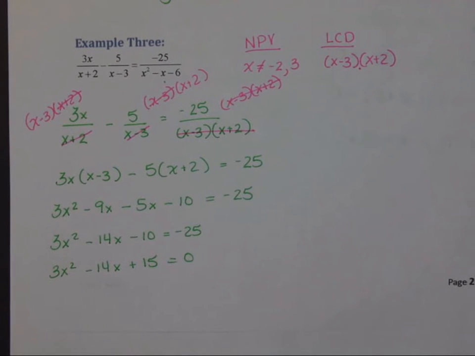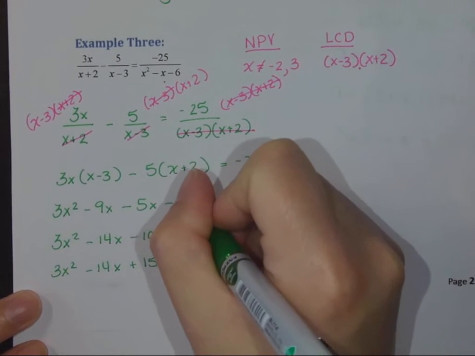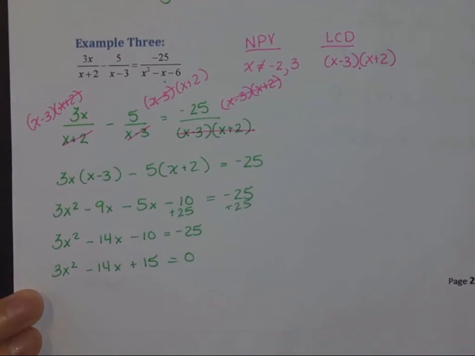Why is it plus 15? Because I'm adding 25 to both sides. But, oh, it's negative 10. Okay.